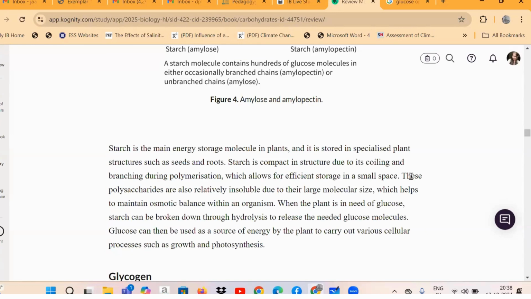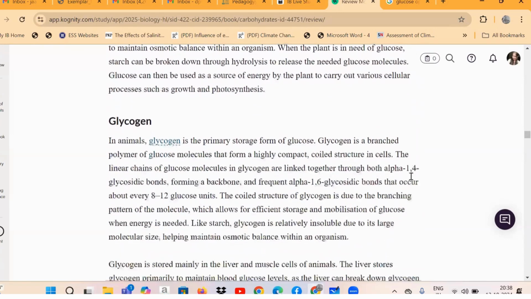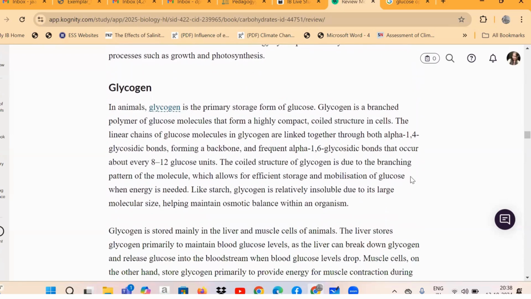Is we need to know. And it has to be broken down in order to provide energy. The next one is glycogen. So how will you differentiate starch and glycogen?